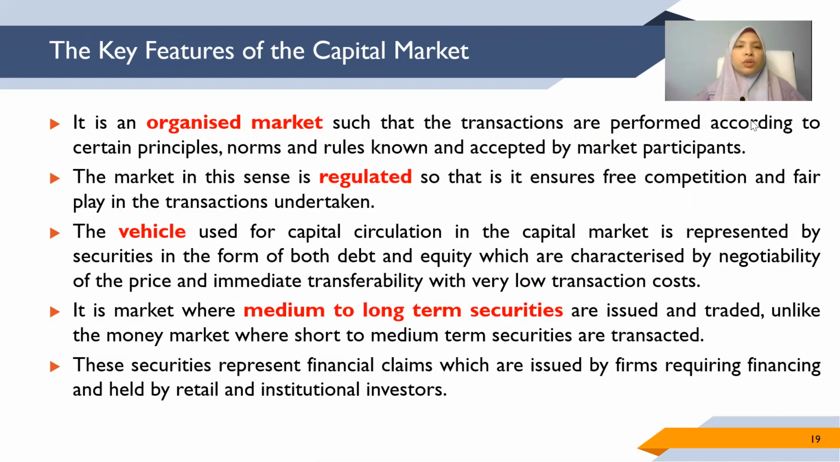So the vehicle used for capital circulation in the capital market is represented by securities in the form of both debt and equity, which are characterized by the negotiability of price and immediate transferability with a very low transaction cost. Okay, so the capital market is where medium to long-term securities are traded. Short-term will refer to the money market. And these securities represent financial claims which are issued by firms requiring financing and held by retail and institutional investors.